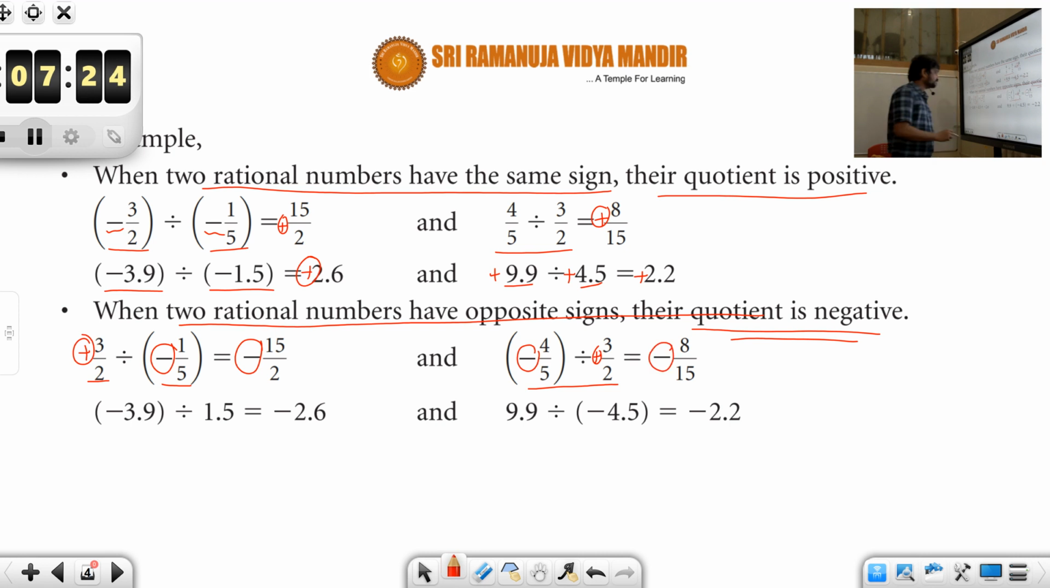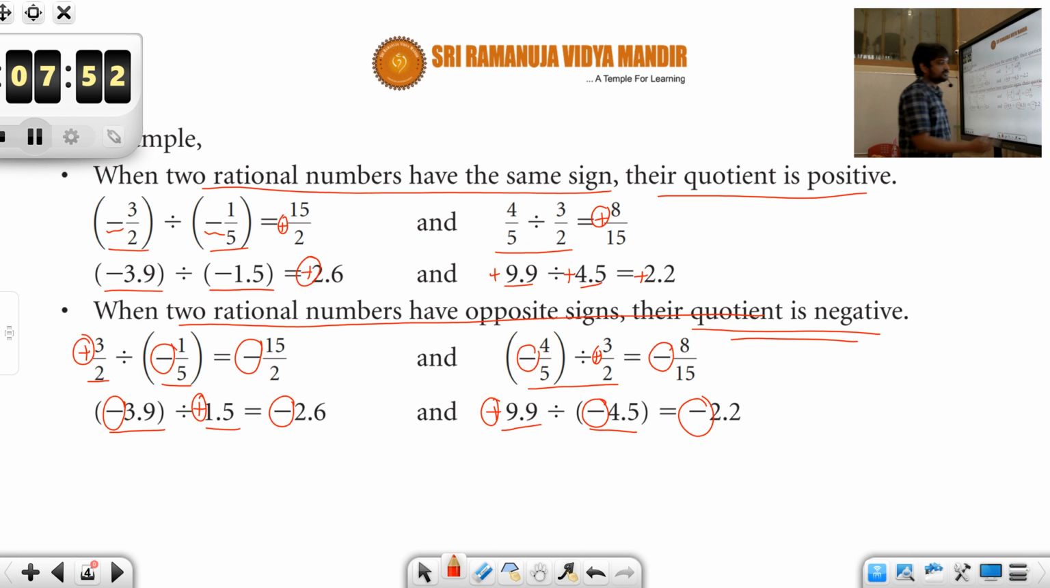Okay. And consider the numbers in decimal form. Minus 3.9 divided by 1.5. The first one is a negative number and the second one is positive. So negative divided by positive number. So the answer would be negative. And then 9.9 divided by minus 4.5. Here you are trying to divide a positive number with a negative number. So the answer would be negative. Students, be clear with the sign convention.